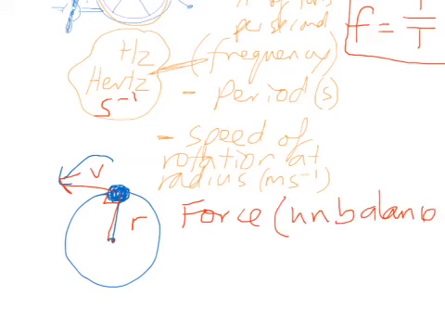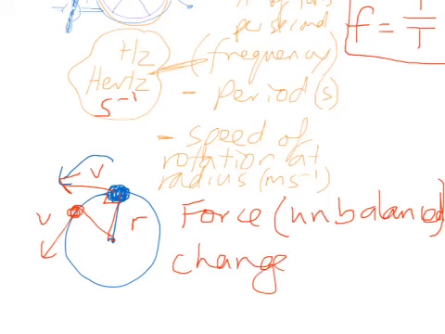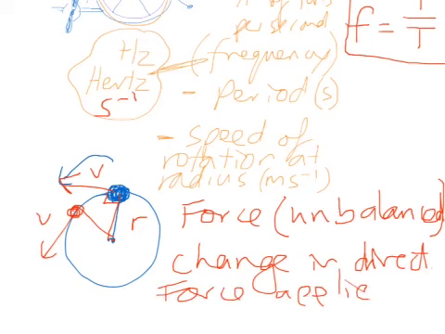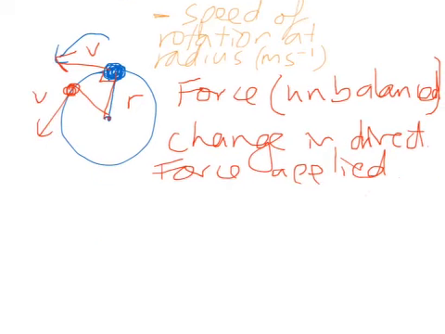And let's see if we can identify where the unbalanced force is in this case, because the velocity is definitely changing. As soon as the mass comes around to another point here, the instantaneous velocity is now in a different direction. So that change in direction means that there must be a force applied. And for there to be a change in direction, that means that there is a change in velocity.